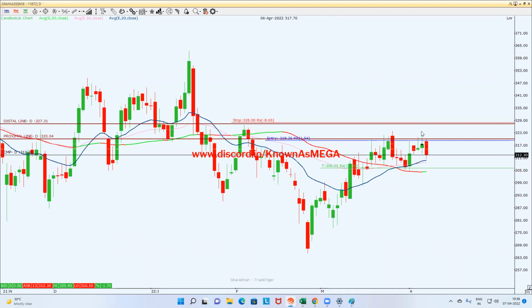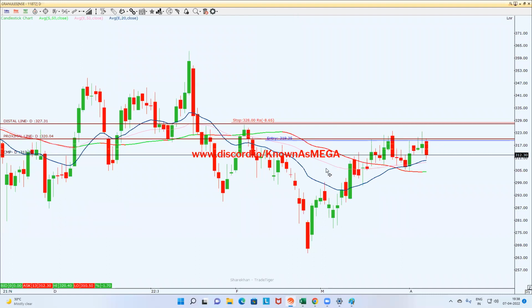The moment this candle breaches the digital line, right, this becomes invalid. That we will talk about, that's a separate topic: valid and invalid supply zone or demand zone. We will talk later. But for now, you're understanding what we are trying to accomplish.